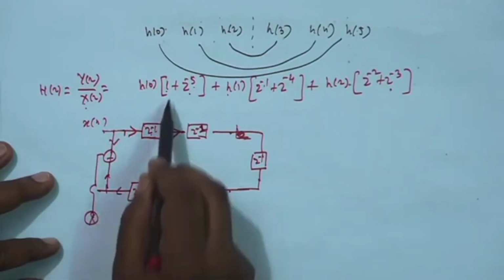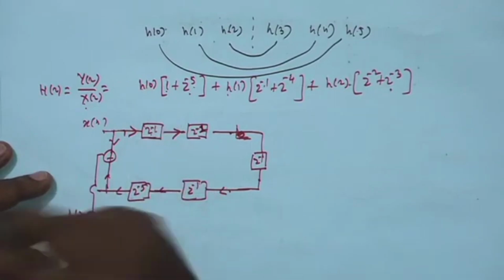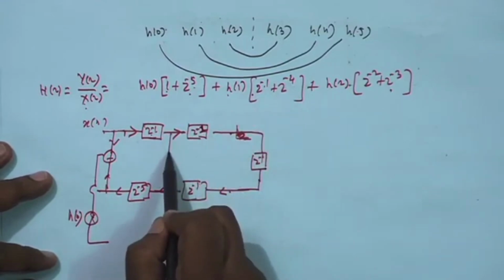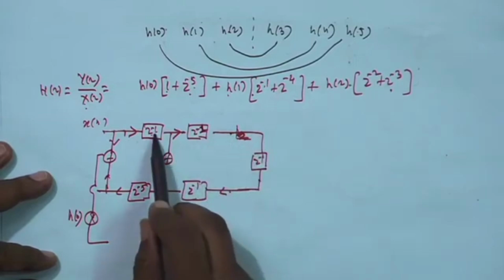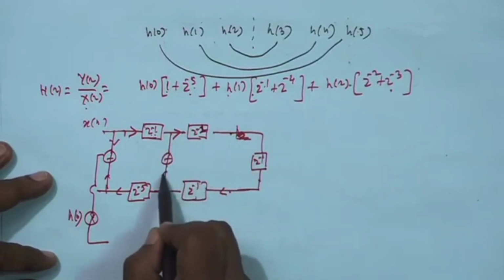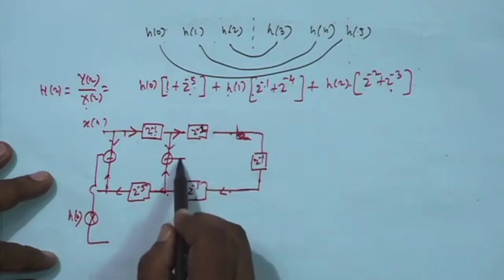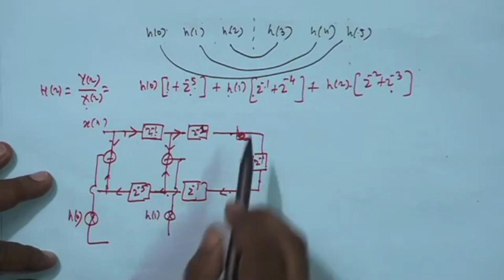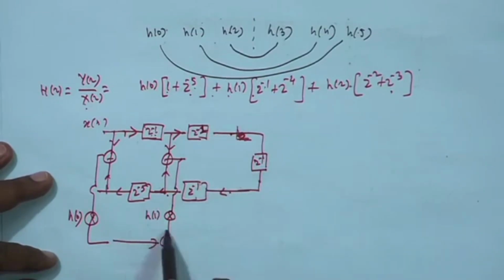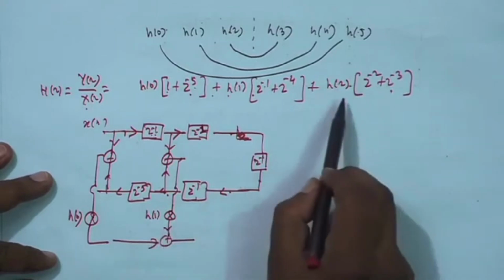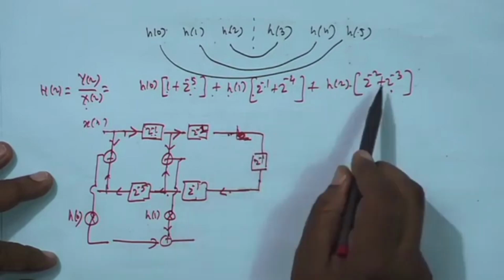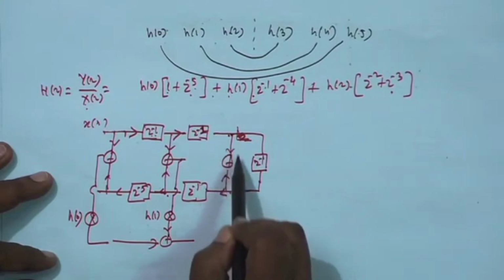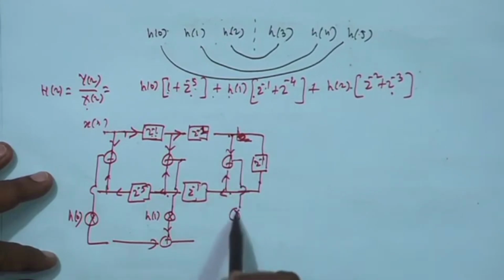and multiply by H0. Then X(z) into this part, x[n minus 1] from here and x[n minus 4] from here, Z inverse 1, 2, 3, 4. This you add first and then multiply by H1. And then add, so it is an adder. And lastly, this one, X(z) into Z inverse 2, that is here, and X(z) into Z inverse 3, that is here. So, these two are added, and this is again multiplied by H2.